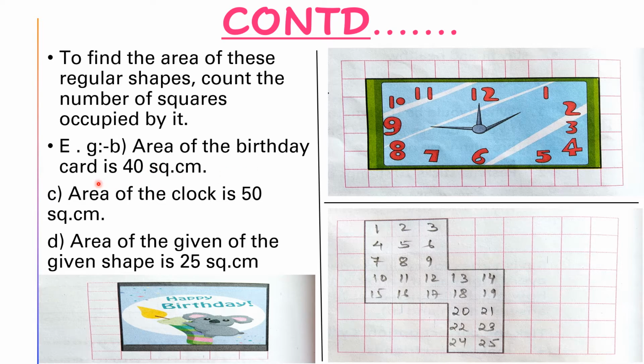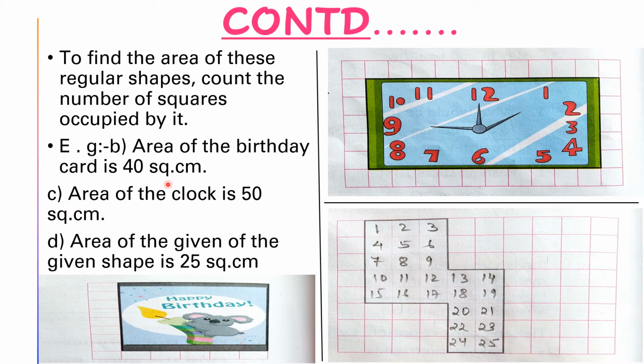Area of birthday card. As you can see, this is a picture of a birthday card. We need to find the area of the birthday card. Trace the picture of the birthday card on a graph paper. Then count the number of squares occupied by this birthday card. After counting, we find that it occupies 40 squares. Thus, the area of the card is equal to 40 square cm. If the area of each small square is 1 square cm, then the area of the card will be 40 square cm.